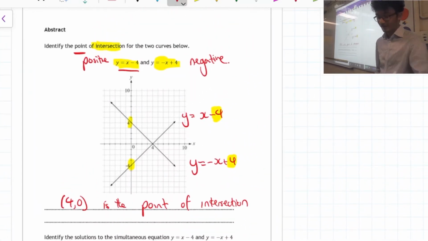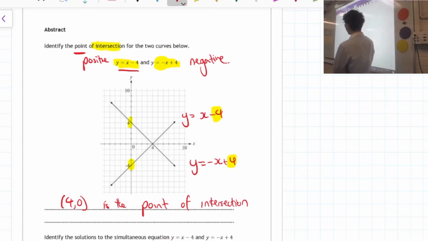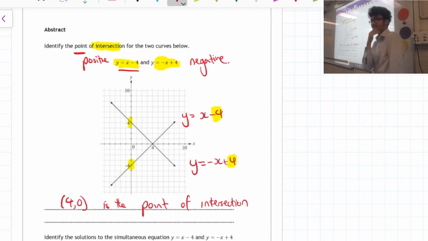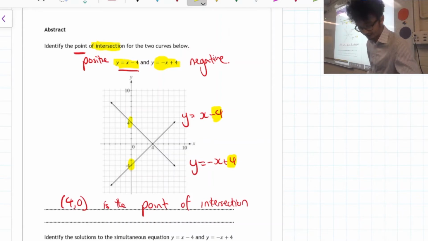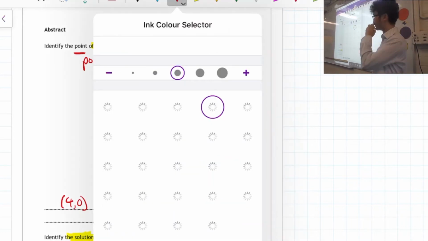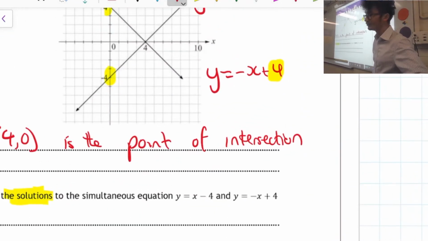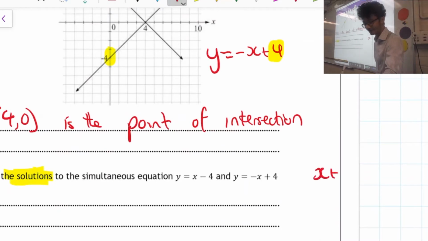Here's another way to think about it. If they say identify the solutions to this, essentially what this is saying is that 4, 0 is the solution to this pair of equations. In year 10, if you're in 5.3, you might have looked at something called a simultaneous equation. You don't need to know how to do that algebraically, but they do ask that you know how to do it visually. The equations you're used to seeing are something like x plus 5 is equal to 2, and then you can solve it that way.